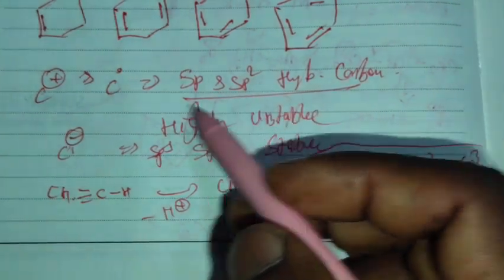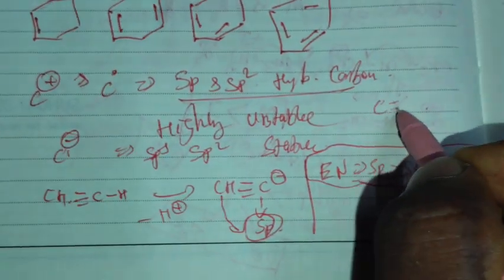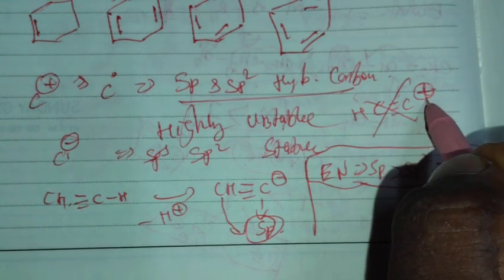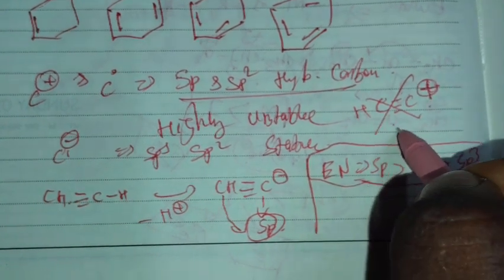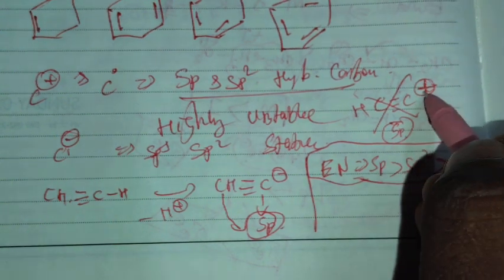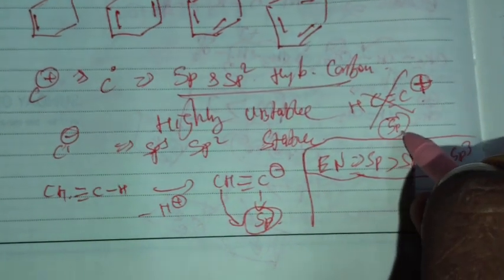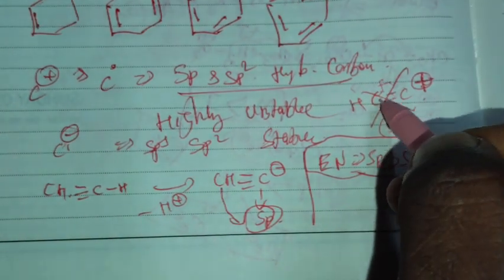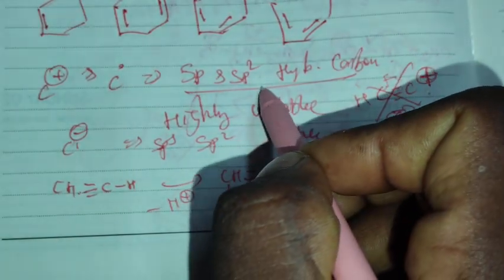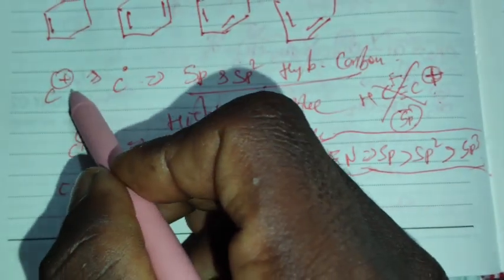But in the case of a carbocation, suppose there is a triple bonded carbon, this does not form, because the positive charge means it is already electron deficient, and the sp hybridized carbon pulls the electron cloud towards itself. So its electron cloud is already very low, and additionally the sp hybridized carbon pulls electrons toward itself. That's why this is highly unstable. An sp or sp2 hybridized carbon cannot possess a free radical or a positive charge.